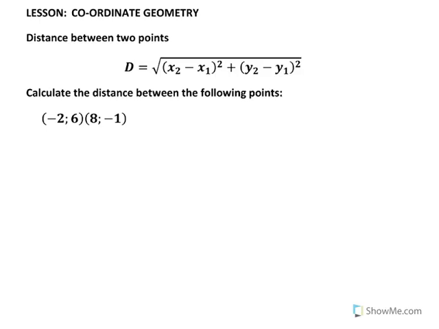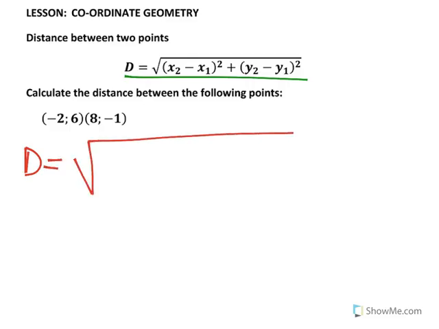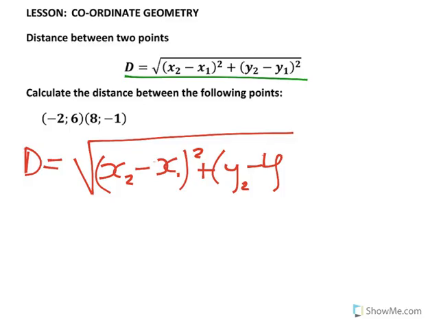Let us move on to the distance formula. This question says the distance formula d, this is the formula you are given. If I can write it, d is equal to square root of x2 minus x1 squared plus y2 minus y1 squared. This is a very important formula. You will find it in your formula sheet again.